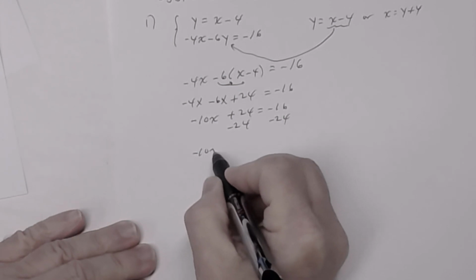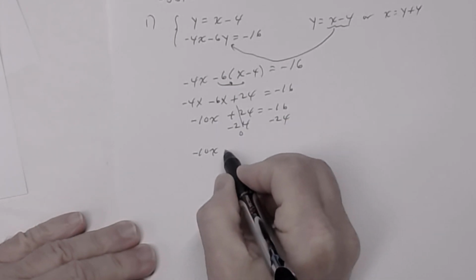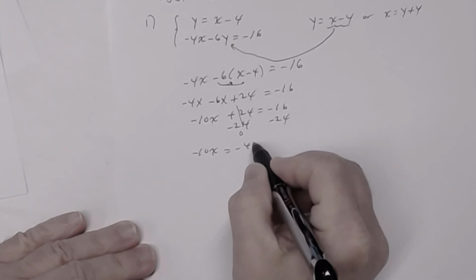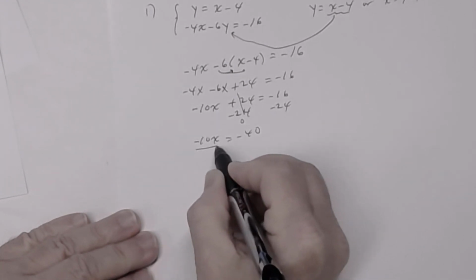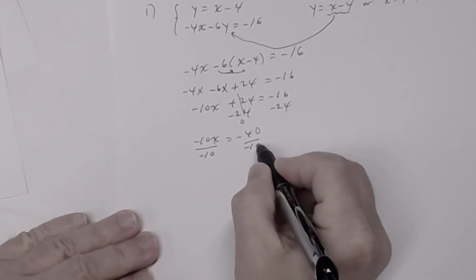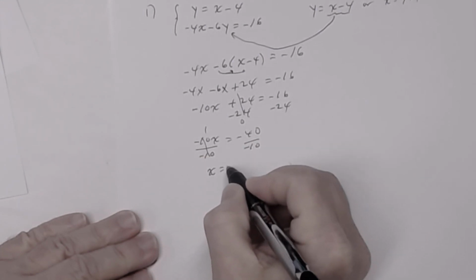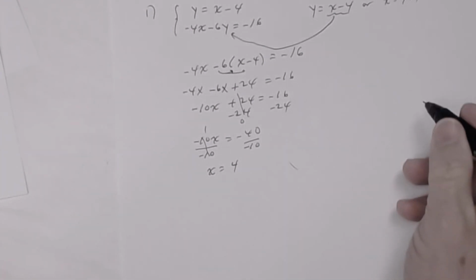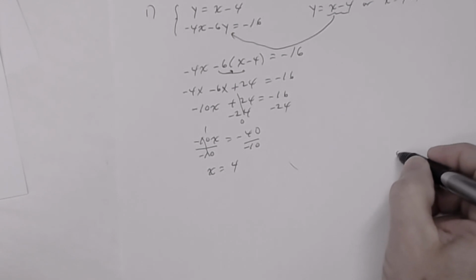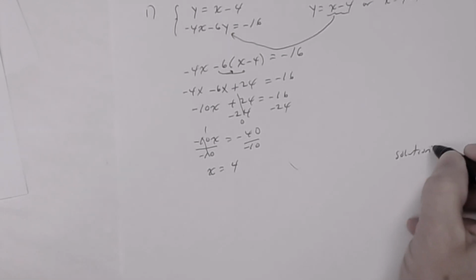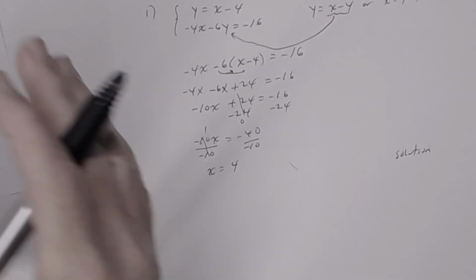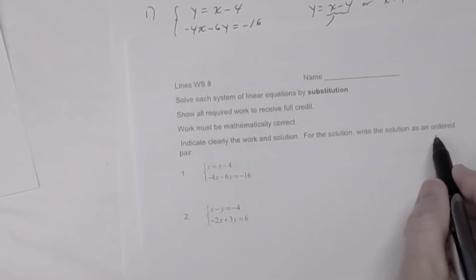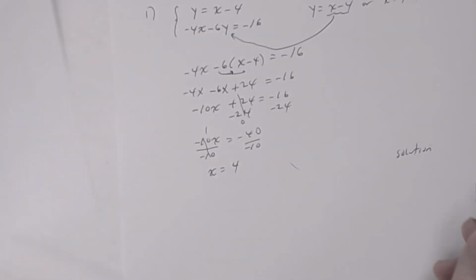And I get negative 10x, since this is 0 when I combine like terms, equal to a negative 40 right here. Now dividing both sides by negative 10, I get that x is equal to 4. A negative 40 divided by negative 10 is a positive 4. The directions did say to write the solution as an ordered pair, so we're going to do this as an ordered pair.